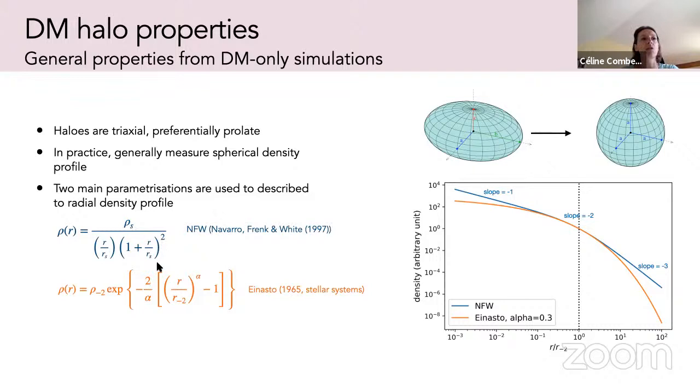The NFW profile has only two free parameters, ρs and rs. The Einasto profile has ρ-2, r-2, and a slope alpha. And r-2 is simply the radius at which the logarithmic slope of the profile equals minus 2. So on the right, you have an NFW profile, which has a slope that tends to minus 1 in the inner region, minus 2 in the outer region, and it goes through a slope equal to minus 2 at r equal to rs. And the Einasto profile with the slope alpha has a continuously changing logarithmic slope, and I'm calling r-2 the location where the slope is minus 2. So basically you have two or three free parameters.